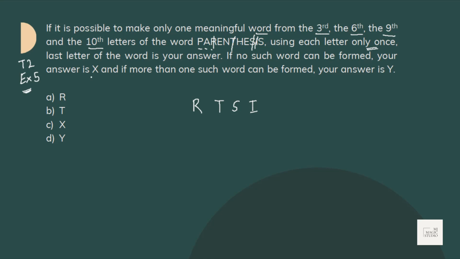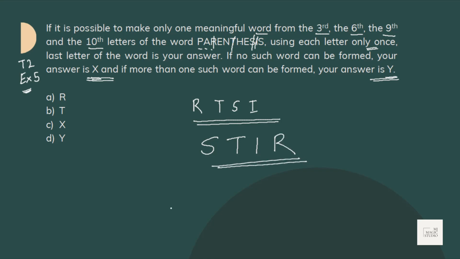If no such word can be formed, your answer is X. And if more than one such word can be formed, your answer is Y. We need to be very careful with these two alphabets also. So with R, T, S, I, we need to be good with our vocabulary, isn't it? We can have stir, S-T-I-R, and I think we can have only one word with R, T, S, I, all taken and used once only. Only one meaningful word, stir, can be formed and the last letter of this word is R. So I'll prefer to mark A, and A is the answer.